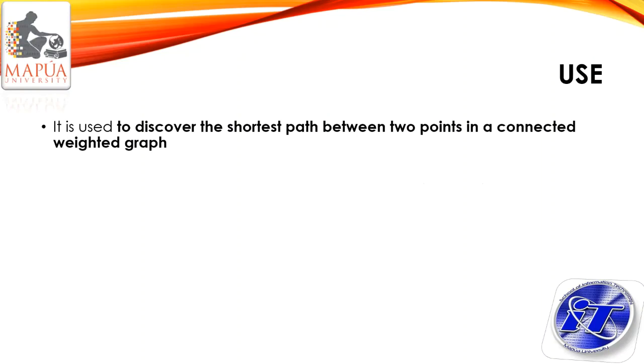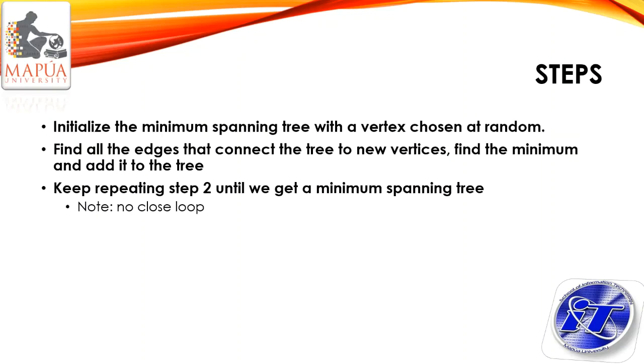So we could use it in creating a cabling system or a water pipe system that connects the source to your houses. So what are the steps in implementing Prim's? First, we initialize the minimum spanning tree with a vertex chosen at random. So it's up to you which vertex you're going to use as your first step.